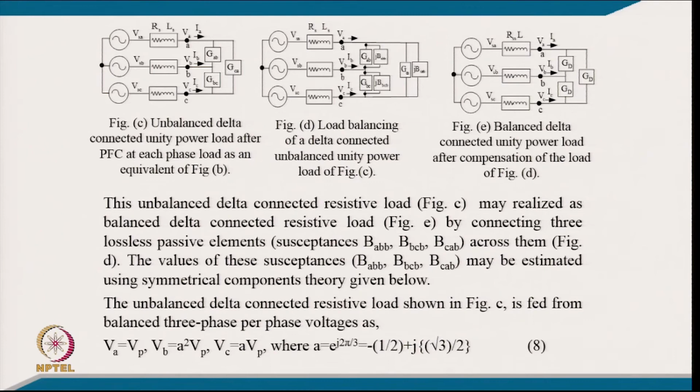Now, it is only important that we find out these components. The unbalanced delta connected resistive load in this figure may be realized by a balanced delta connected resistive load by connecting 3 lossless passive element susceptances across them, and the value of these susceptances may be estimated using symmetrical component theory given here. The unbalanced delta connected resistive load in the figure is typically fed from a balanced 3-phase 3-wire system.